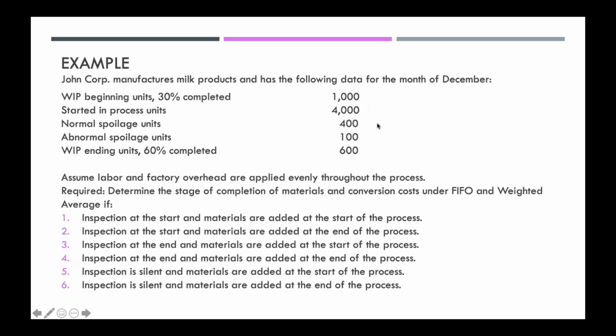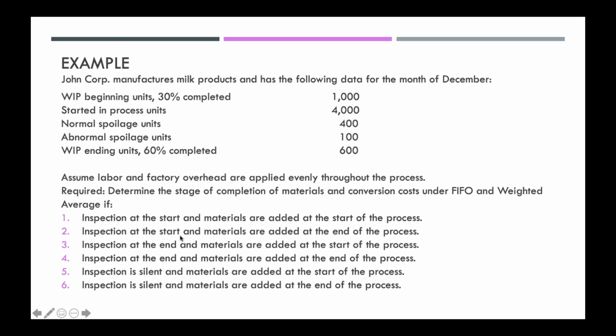Out of 5,000, there is a normal spoilage of 400, an abnormal spoilage of 100, and work in process end of 600, which is 60% complete. Assume labor and factory overhead are applied evenly throughout the process. Determine the stage of completion of materials and conversion cost under FIFO and weighted average if inspection is at the start of the process and materials are added at the start of the process.